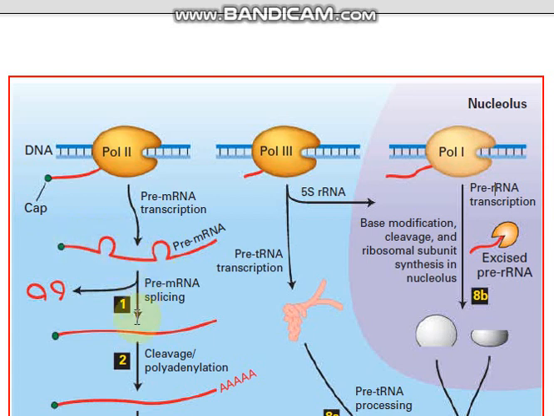Then it undergoes splicing, where introns are removed and what we get is the long stretch of exons. This is known as splicing. Then what happens? It undergoes polyadenylation. That means at the 3' end of this mRNA, a poly A tail is added so that it doesn't get degraded. So this whole process is known as processing of mRNA.